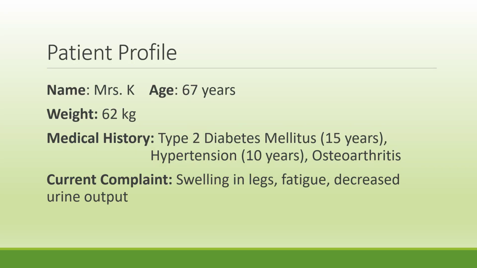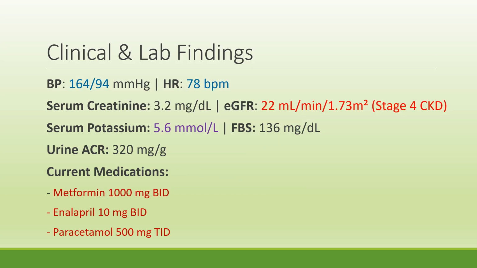Let's look. Okay, this is the case of Mrs. K, a 67-year-old female weighing 62 kilograms. She has a long-standing history of type 2 diabetes and hypertension, both of which are major risk factors for chronic kidney disease. She now presents with swelling in her legs, fatigue, and reduced urine output, all classic symptoms suggesting a decline in kidney function.